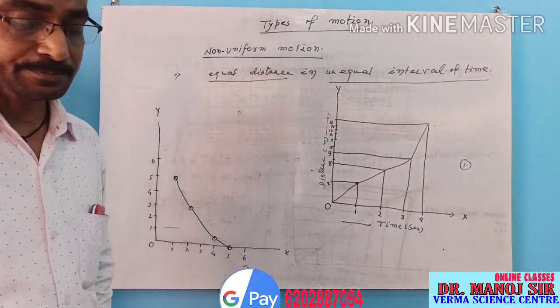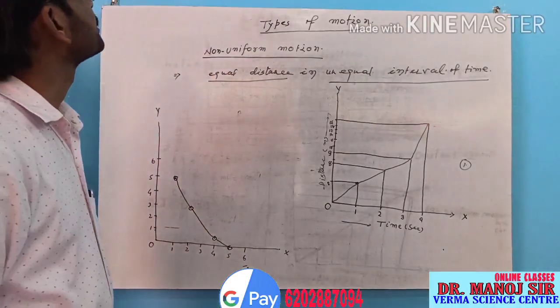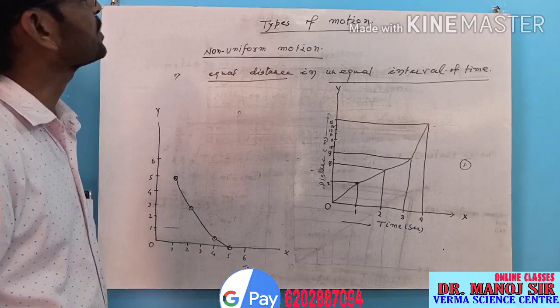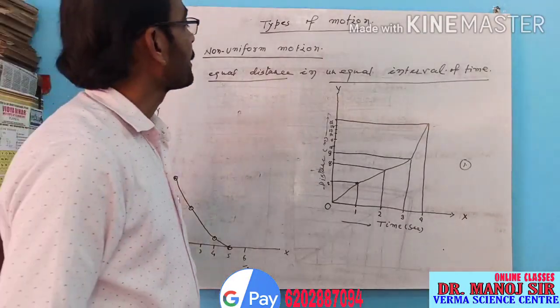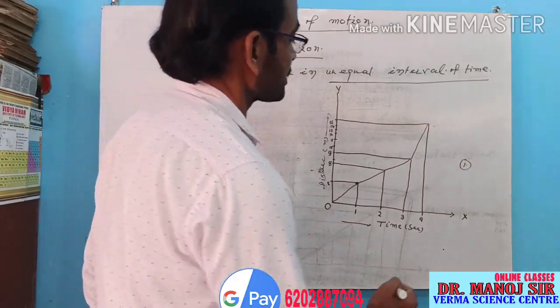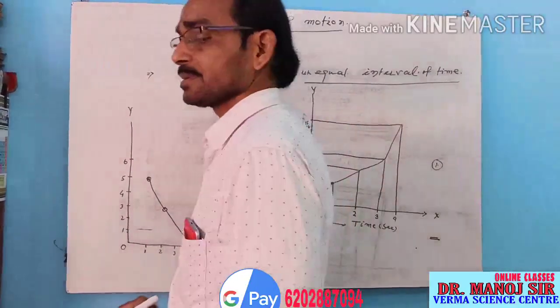There are some differences between non-uniform motion and uniform motion. That is the definition about the motion.